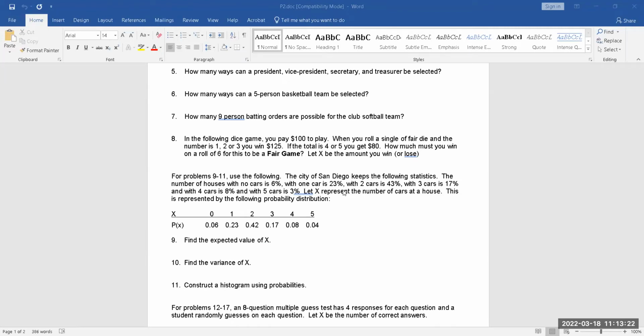Now, here's where it gets a little bit tricky. The numbers 125 and 80 don't actually figure into the answer. It's 125 minus 100 and 80 minus 100. Does that make sense?